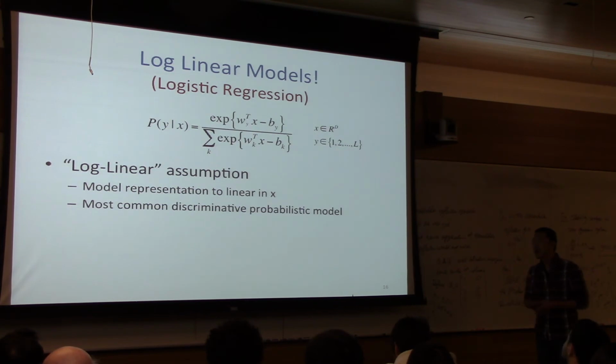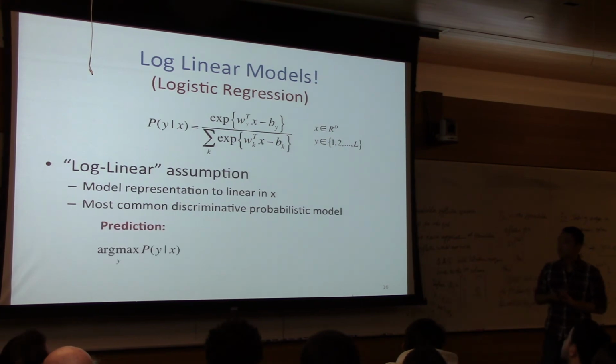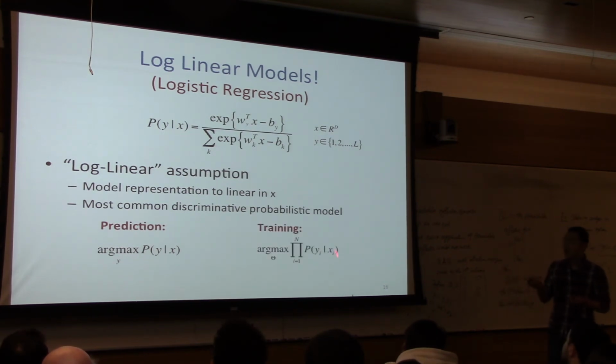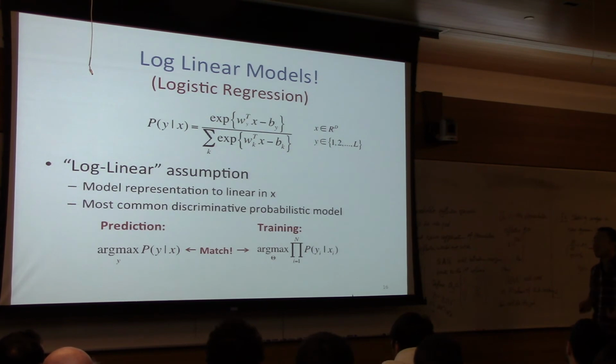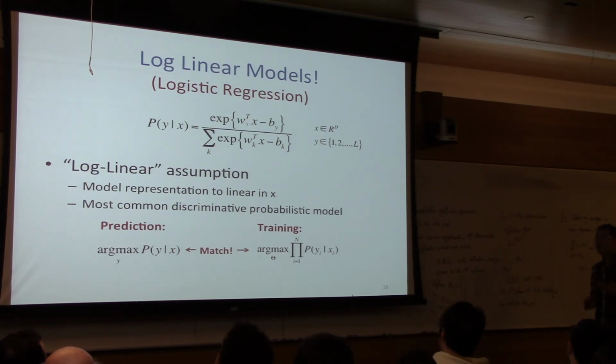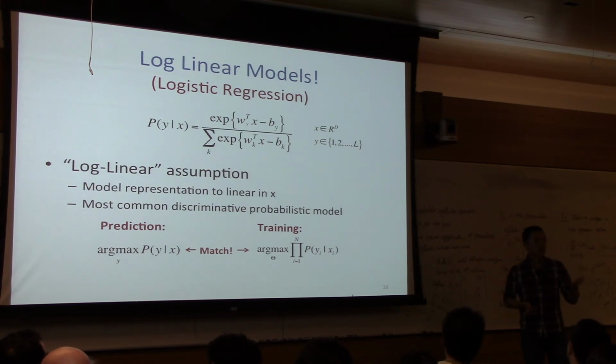So this is the most common discriminative probabilistic model, the logistic regression model. Prediction: pick the y that maximizes the conditional probability of y given some input x. Training: train the parameters of this model, which is basically all the w's and the b's, the biases, to maximize the conditional likelihood of the training data. Note that now they match, right? Your training goal matches your prediction goal. So when you tune this model on a training set, you can be confident it is being tuned to get good performance on the prediction task that you care about, assuming that this is the only prediction task that you care about.